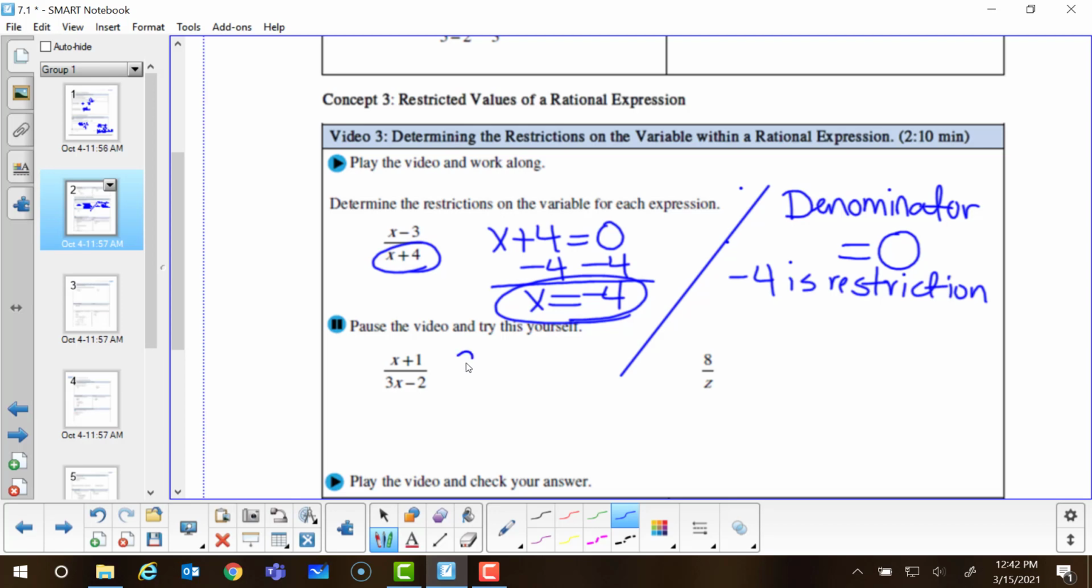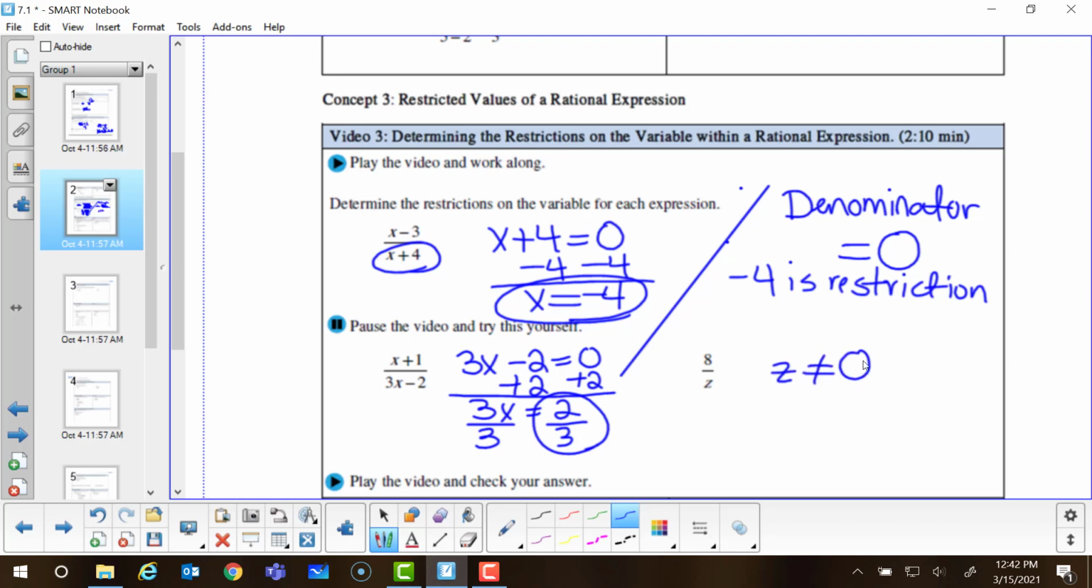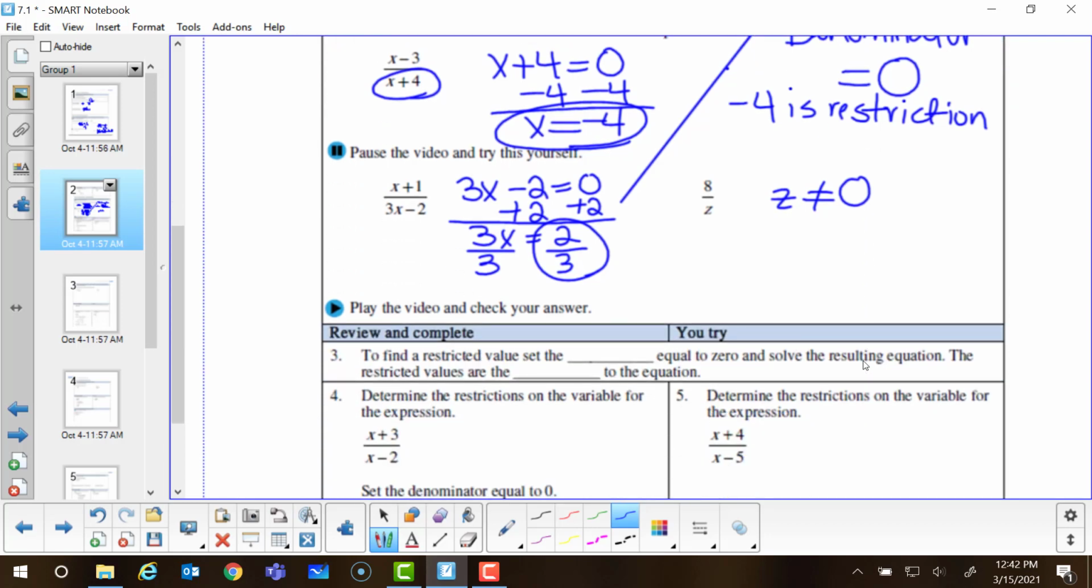On this one, I've got 3x minus 2, so let's set it equal to 0. So on this one, we're going to have to add 2 to both sides. So 3x equals 2. Divide both sides by 3. So 2/3 would be the restriction for this particular rational expression. Now, if you have something like 8 over z, well, remember, we just can't let z be equal to 0. There is nothing to work out on that particular one.